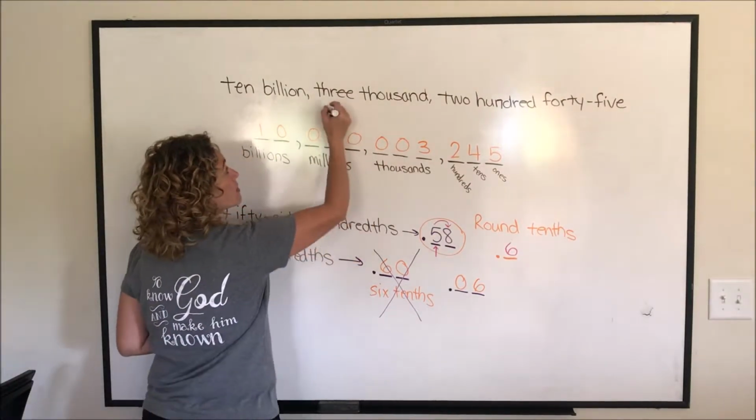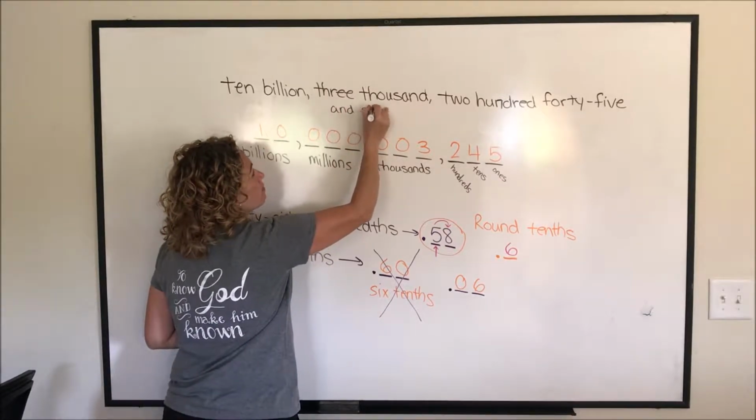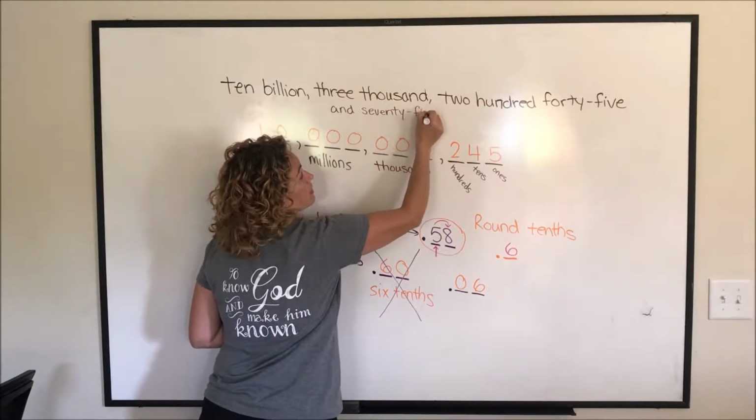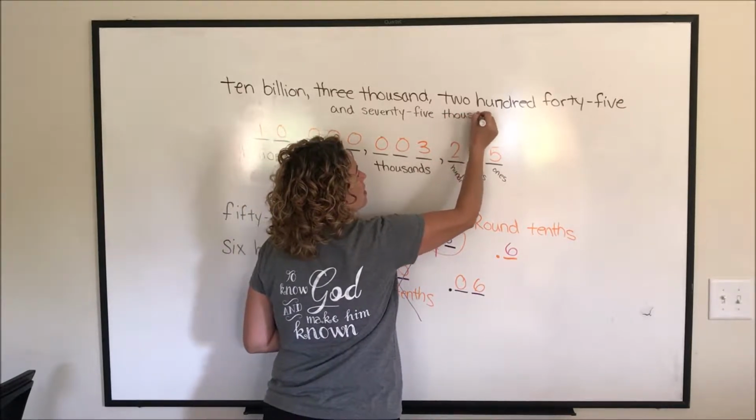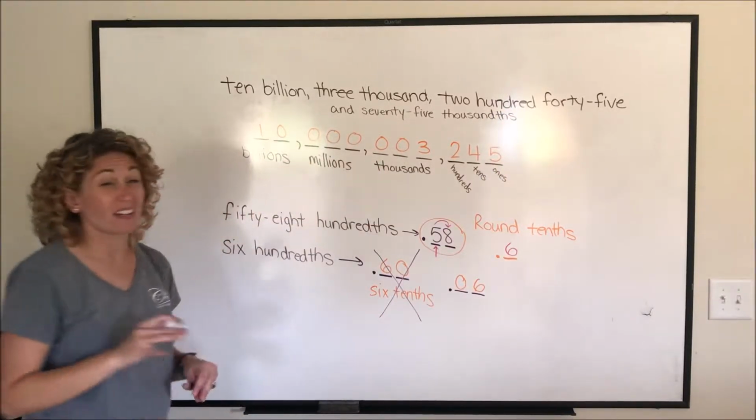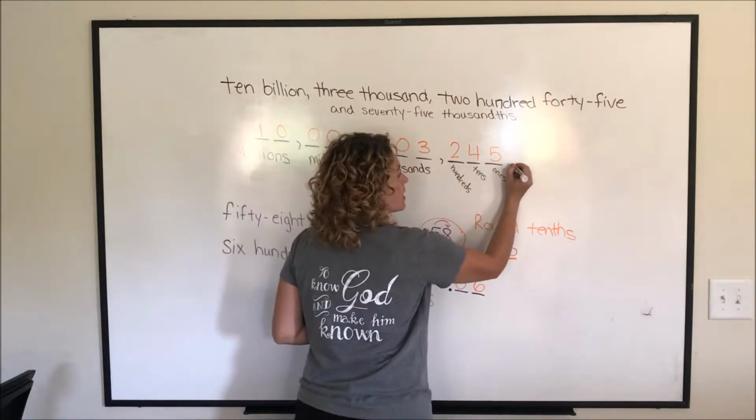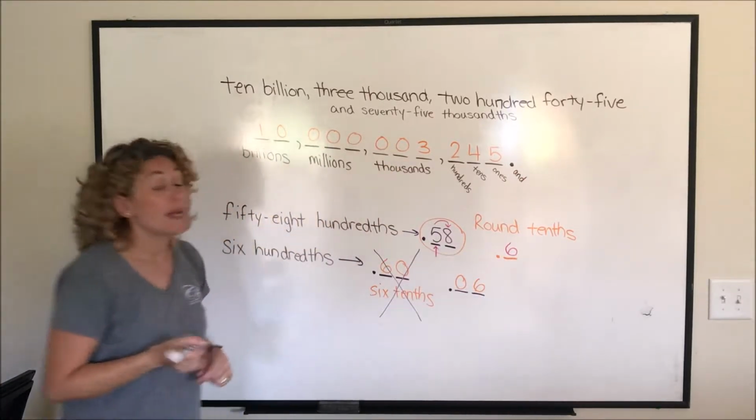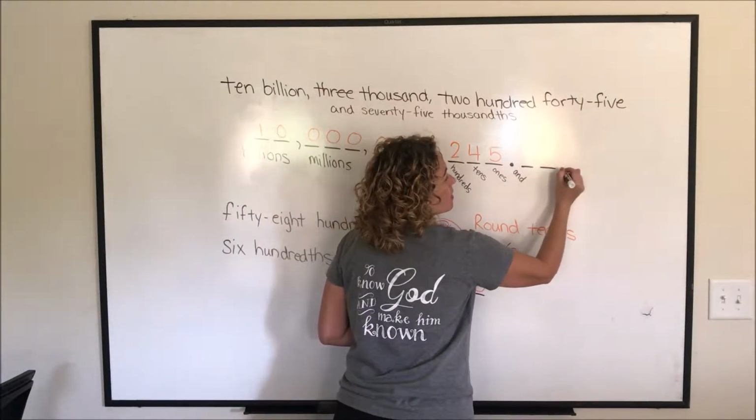Okay? Now, let's make this a little bit harder. Let's add to this and 75 thousandths. Okay, so there we go. Let's make it a little bit harder. Okay. The and stands for the decimal. So this is your and. Okay. Now, thousandths. So we have tenths, hundredths, thousandths.